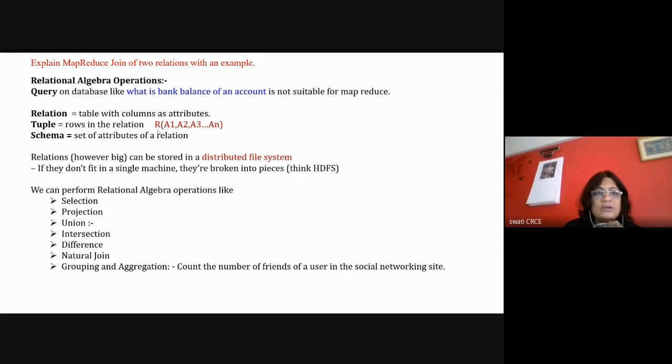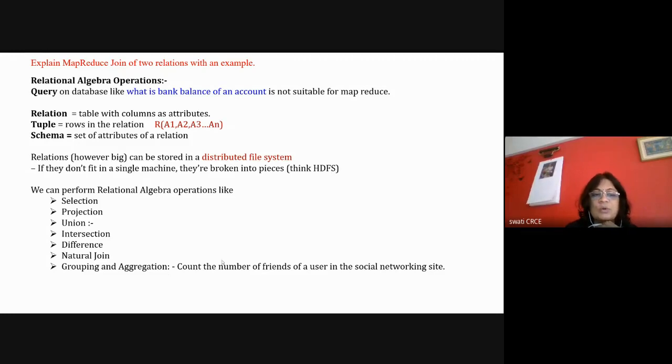Have you understood what we are going to learn today? We are going to learn about the relational algebra operations, and intersection and union in detail. Suppose you want to fire a query on the database, like what is the bank balance of a particular account holder. This is not a suitable query for MapReduce. You would need to search through such a big data set to find the bank balance of an account. This cannot be a big data query, because the searching will take lots of time.